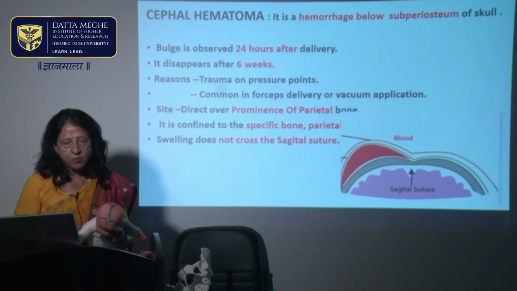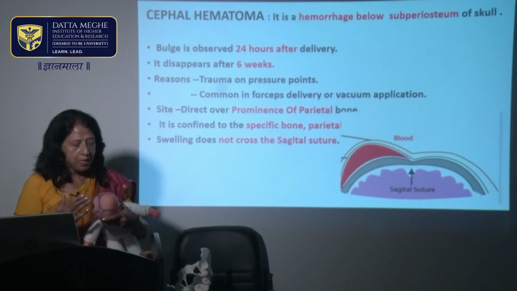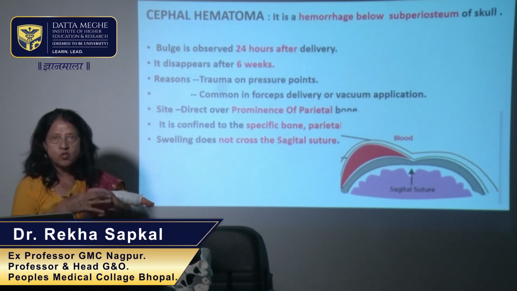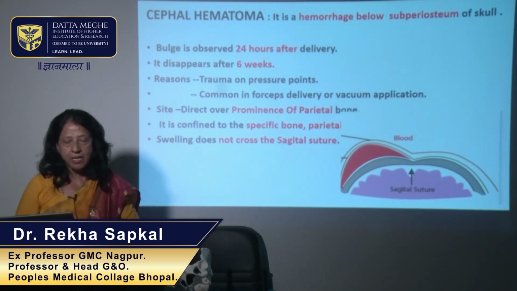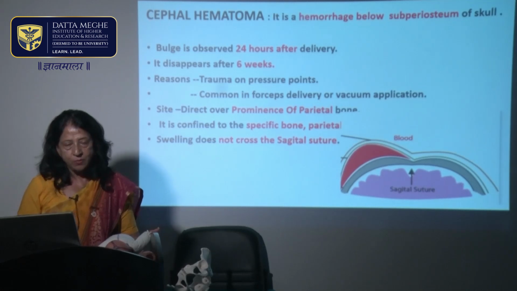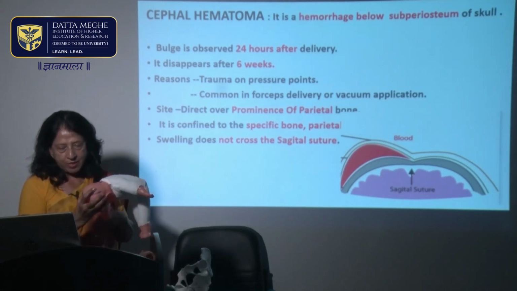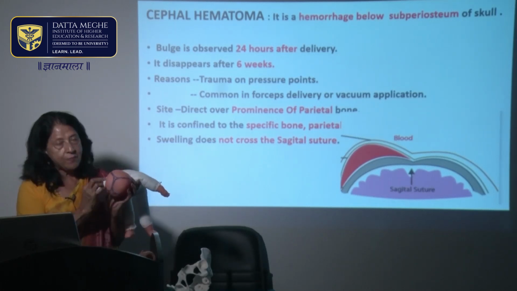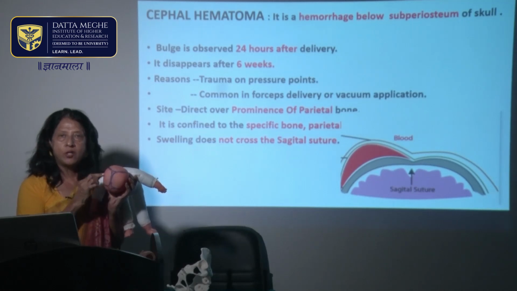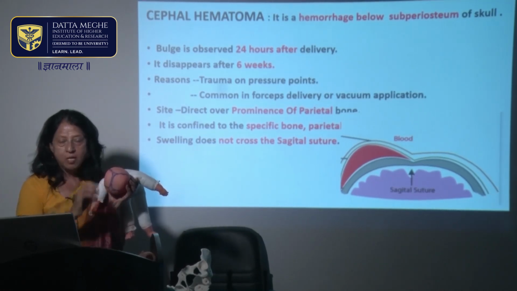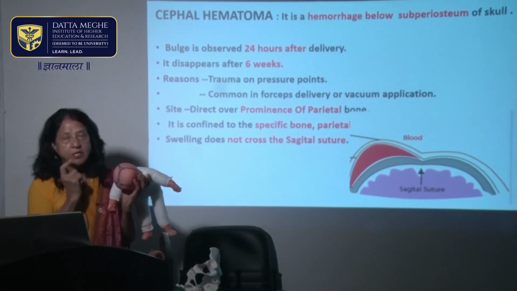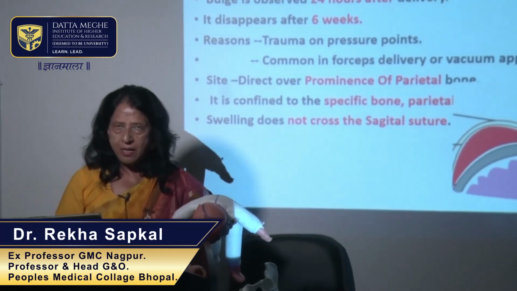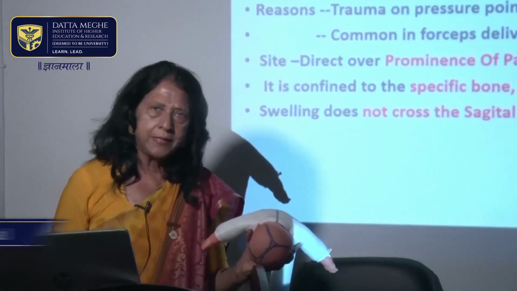It disappears spontaneously. What is the etiology? Suppose I apply the forceps blade on this side or this side, there is trauma to the parietal bone. So, after forceps delivery there is a chance of cephalohematoma. The site of the cephalohematoma is the prominence of the parietal bone. It is confined to the specific bone because it is subperiosteal, a pathology of that bone. So, it is confined to the bone, it will not cross the sagittal suture, a little pitting may be there, and it is seen after birth.